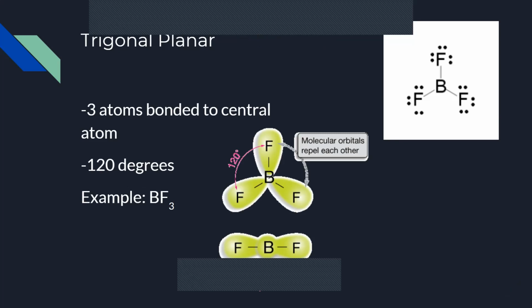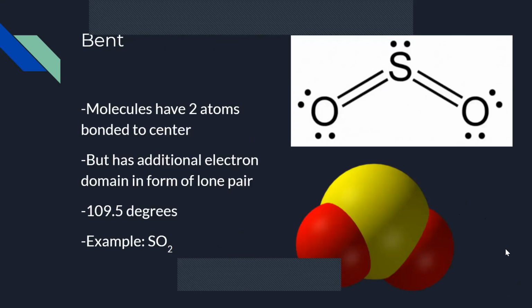So think about BF3, which breaks the octet rule at boron, but the bond angles still hold and the shape is still trigonal planar. So if you have a center atom, 3 electron domains, all of them atoms, you'll have trigonal planar.